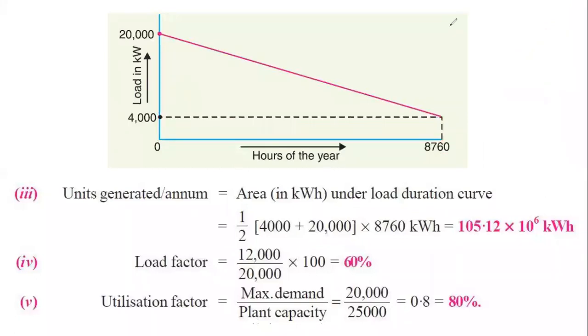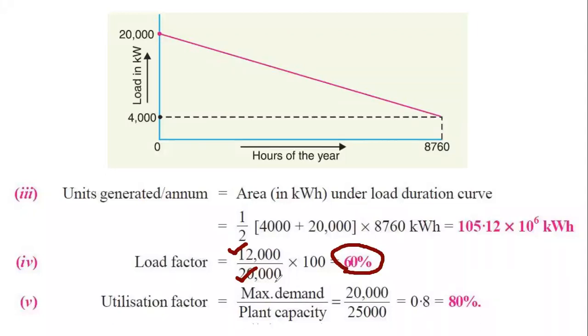So finally the load factor. We know that load factor is the average demand by maximum demand. The average demand we already discussed, 12. The maximum demand we can say is 20. So 12 by 20, that is, the load factor is 60%. And finally the utilization factor, that is how much of the total capacity you have utilized at maximum.